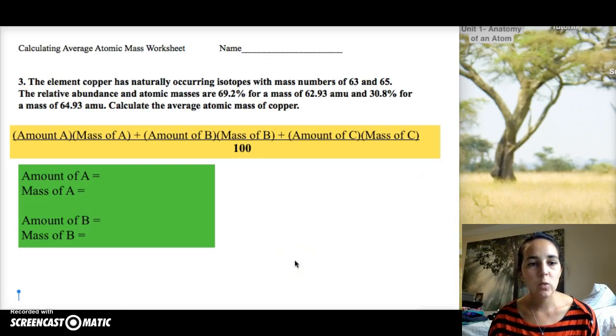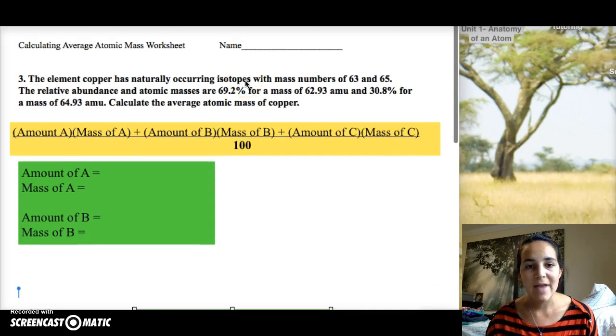Alright, so in this video, we're going to be looking at this practice problem, number 3, on the Calculating Average Atomic Mass worksheet. In this problem, we are told that we have an element of copper that has two different isotopes, and the mass numbers for these isotopes are 63 and 65.